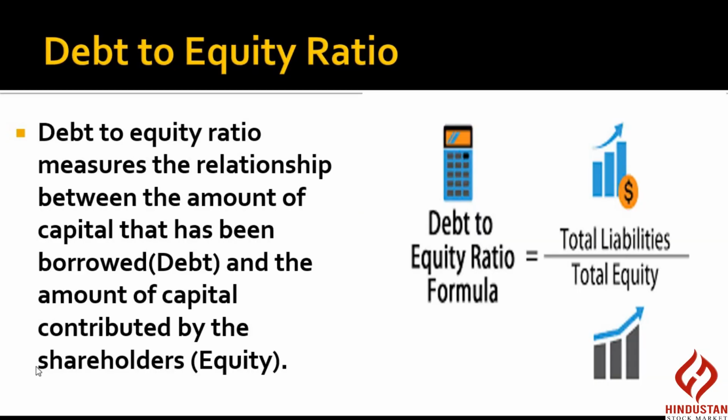Another important financial ratio that an investor should consider before selecting a stock is the debt to equity ratio. Debt to equity ratio measures the relationship between the amount of capital that has been borrowed, that is debt capital, and the amount of capital contributed by the shareholders, that is equity capital. This is the formula which we use to calculate debt to equity ratio, that is total liabilities, or borrowed capital, divided by total equity, that is owned capital.